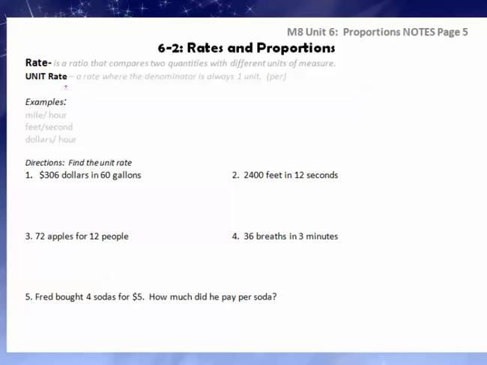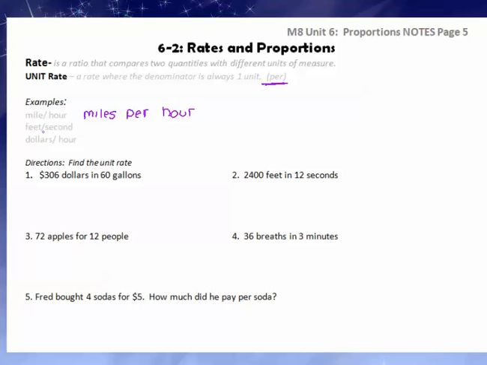A unit rate is a rate where the denominator is always 1, or we use the word per. So if you need to, write that in so that you can see it a little bit darker. If not, make sure you underline that word per. So some examples are miles per hour. And I'm going to write that out because we use that slash to tell us that in between those two words is per.